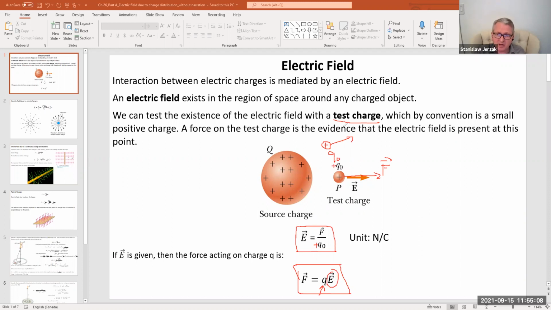So I'm explaining this relatively fast because we spent a lot of time on electric field in physics 1801. So this is just a review.